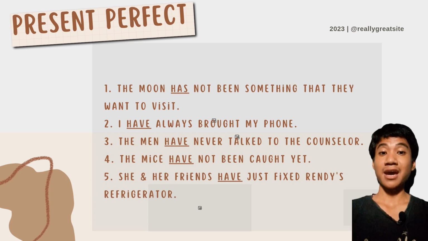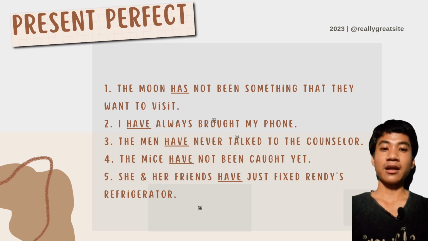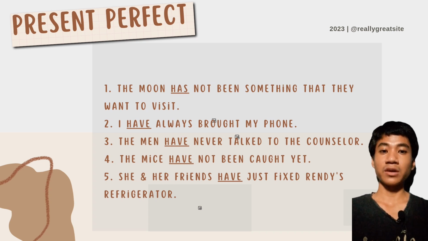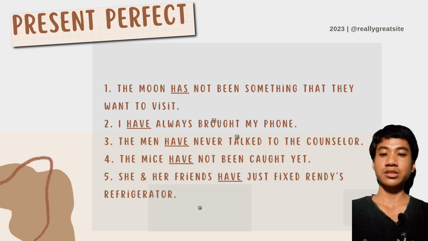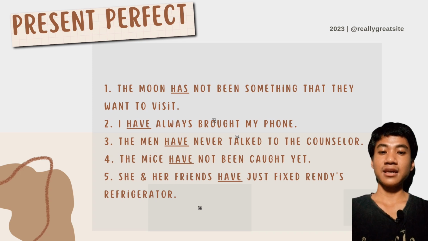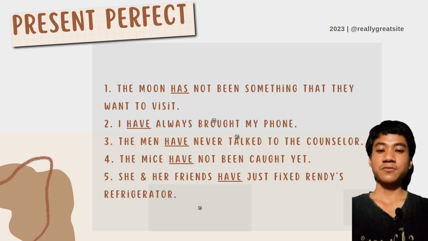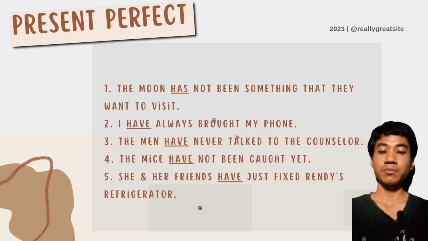The noun men is a form of plurality of the noun man. Because it is plural, we use have. Same goes with the number 4. The word mice is actually plural. So ensure you learn about plurality in English. The last one is have, because it has 2 subjects, she and her friends. That means they're plural.